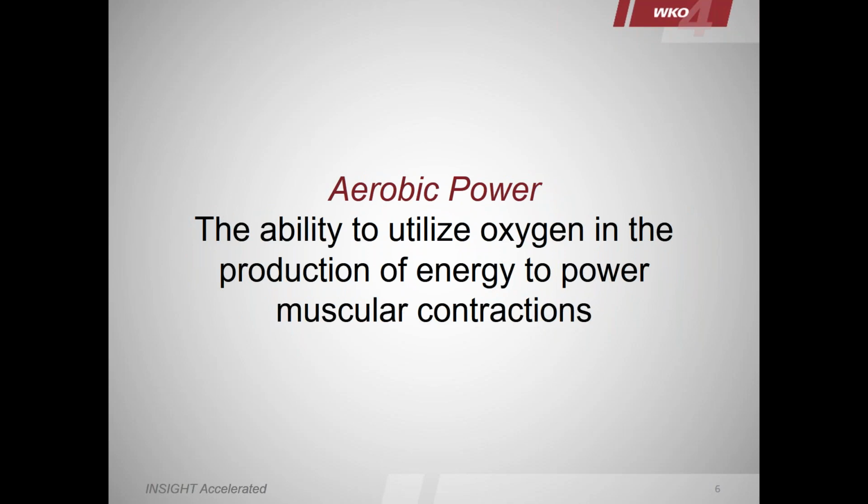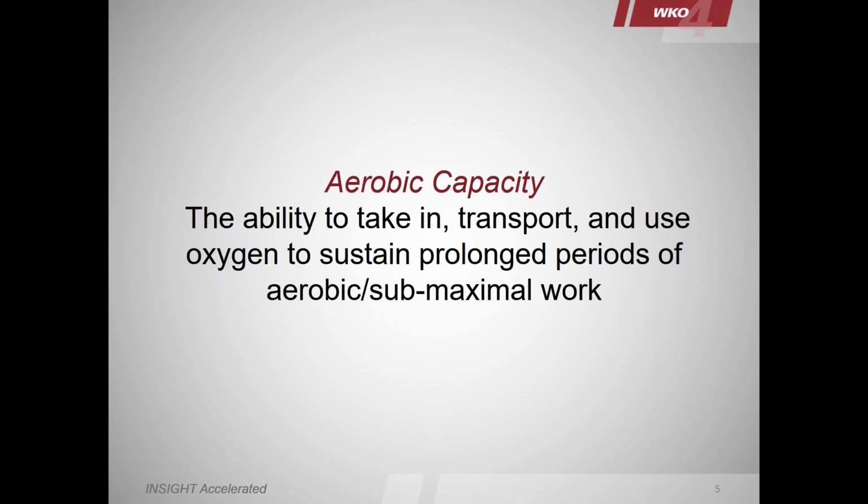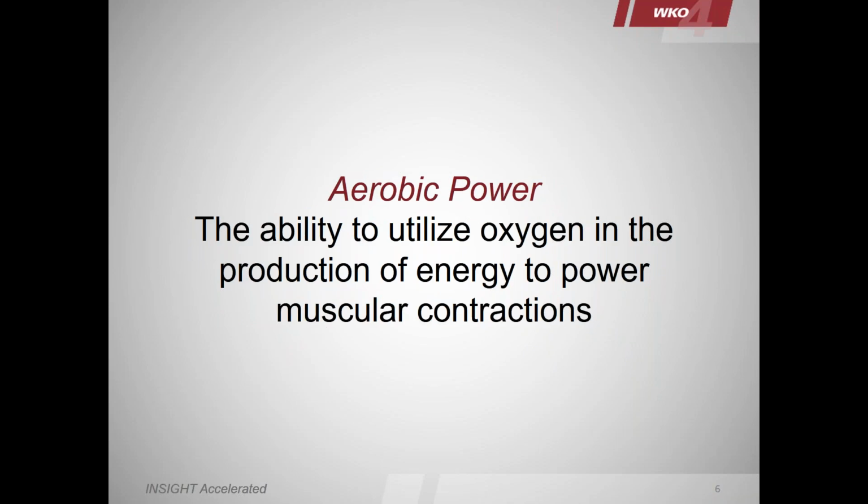Aerobic power is similar but slightly different. It's the ability to utilize oxygen in the production of energy to power muscular contractions. You need to be able to contract, expand, and relax muscles to pedal your bike, to steer, or to do anything else. But the reality is aerobic capacity is the ability to take in, transport, and use oxygen, and more specifically, the use is aerobic power.